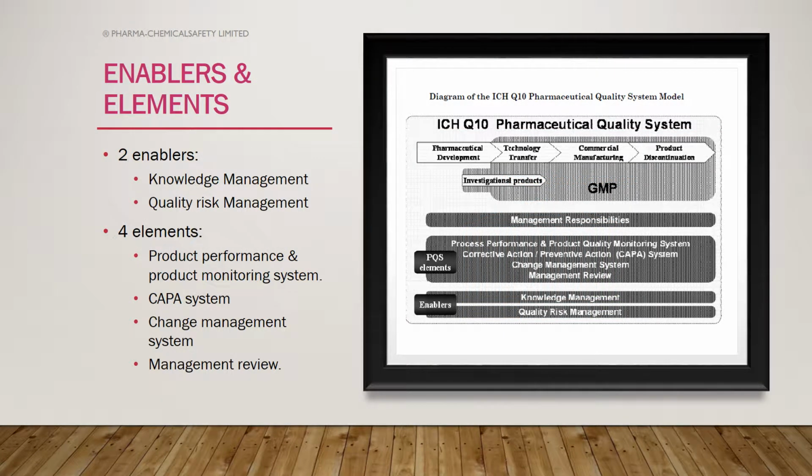The ICH-Q10 has two enablers: knowledge management and quality risk management. The goal of quality risk management is to provide a proactive approach to identify, and that's very important, scientifically evaluate and control potential risks to quality. That is the same for process safety.